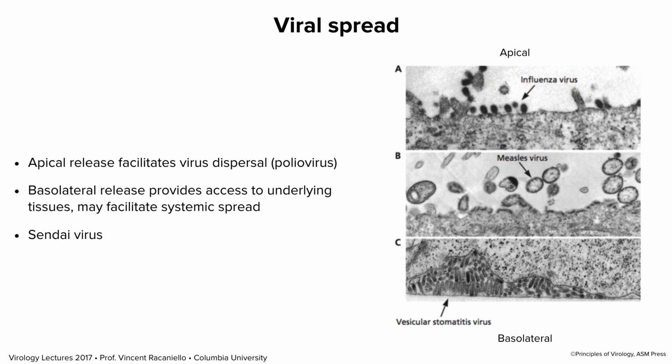Now, here's a good example of how directional release of virus can control pathogenesis. There's a paramyxovirus called Sendai virus. It's a model organism. It infects mice, doesn't infect people. The wild-type virus is a respiratory pathogen. You can inoculate mice by aerosols. The virus is released apically and only remains in the respiratory tract, never spreads.